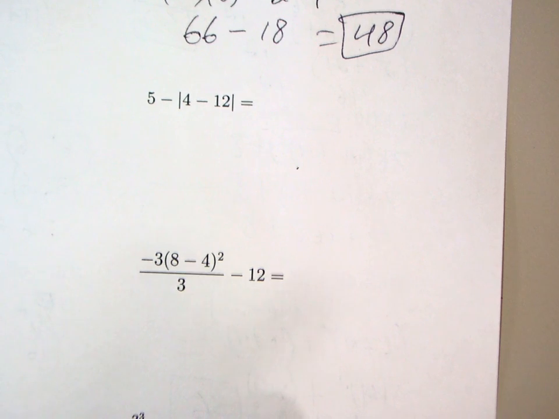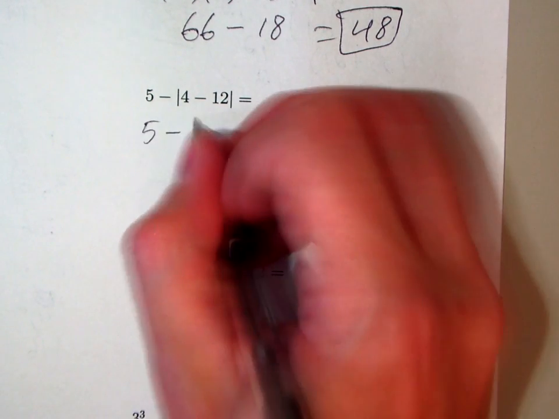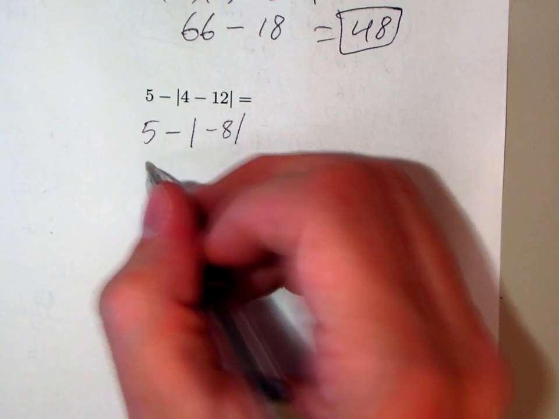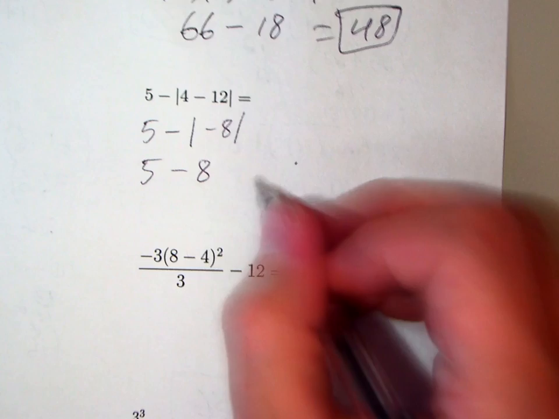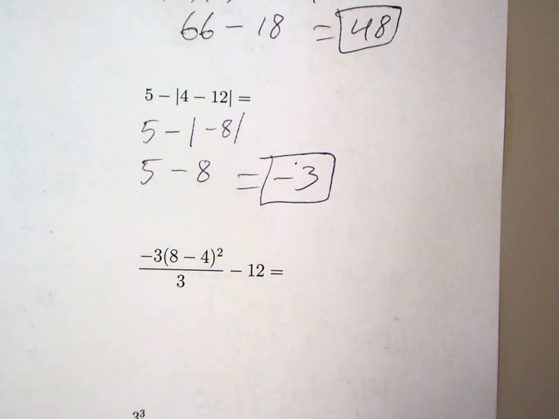This next one incorporates absolute value, which we treat just like parentheses. So 5 minus, and 4 minus 12 is a negative 8. When we take the absolute value, we get a positive 8. So we subtract that from 5, and we end up with a negative 3.